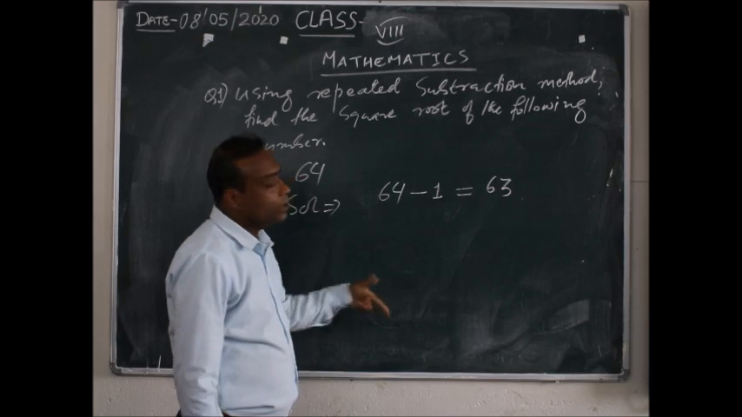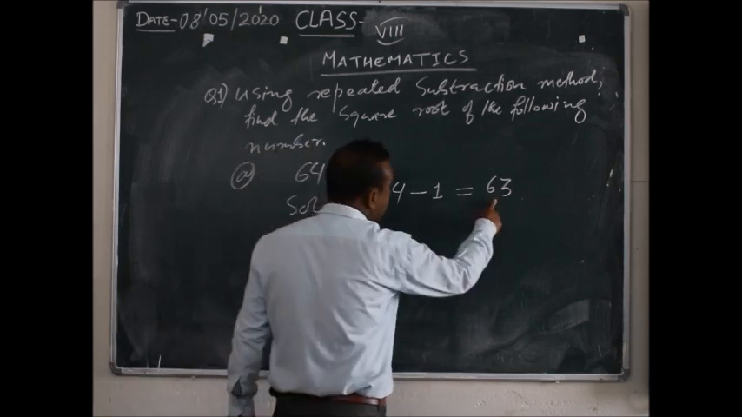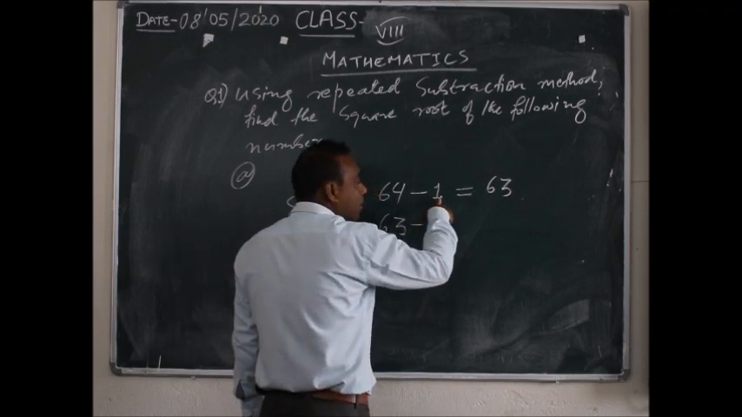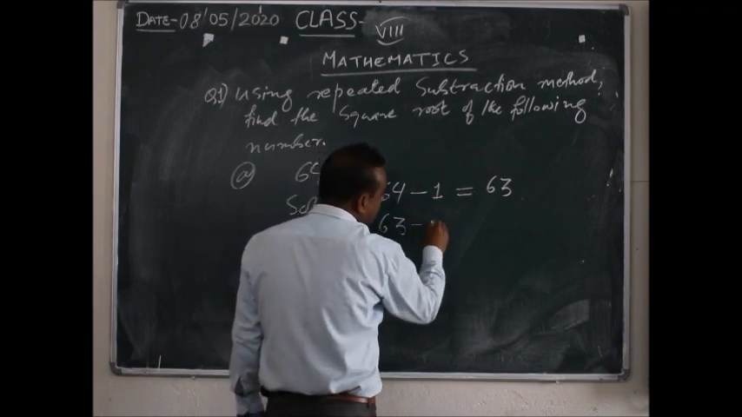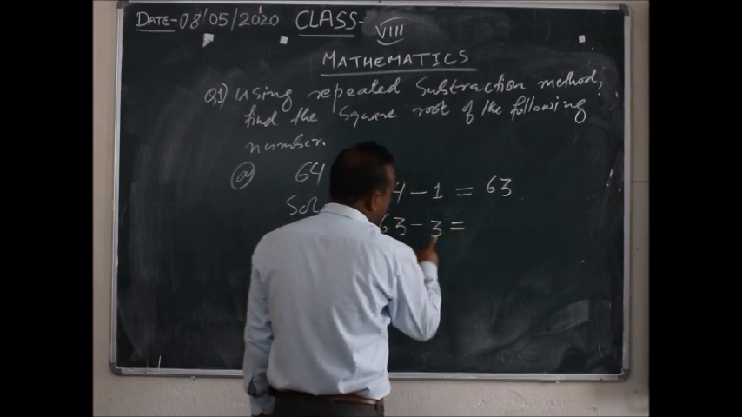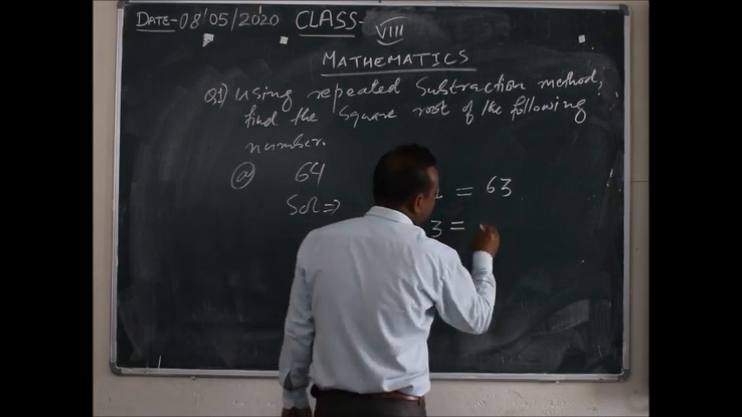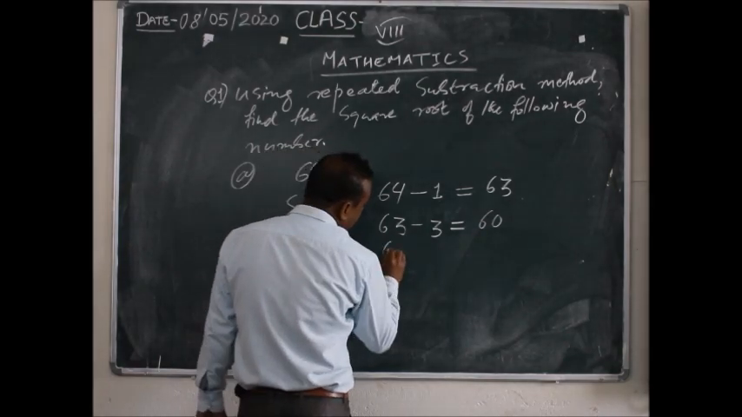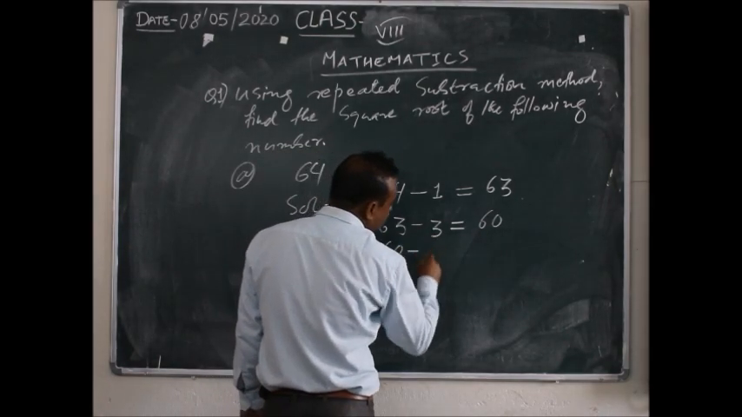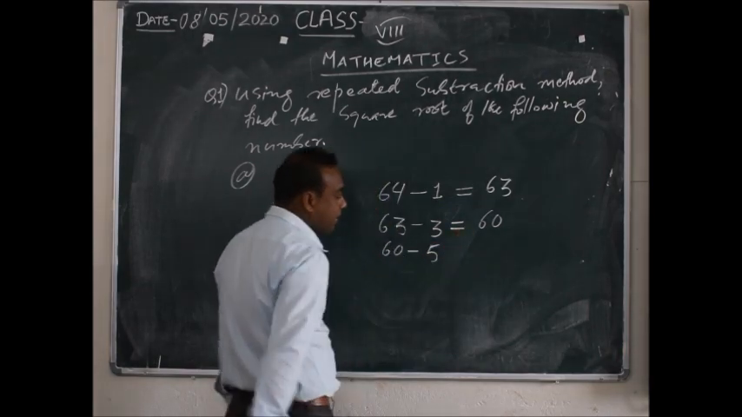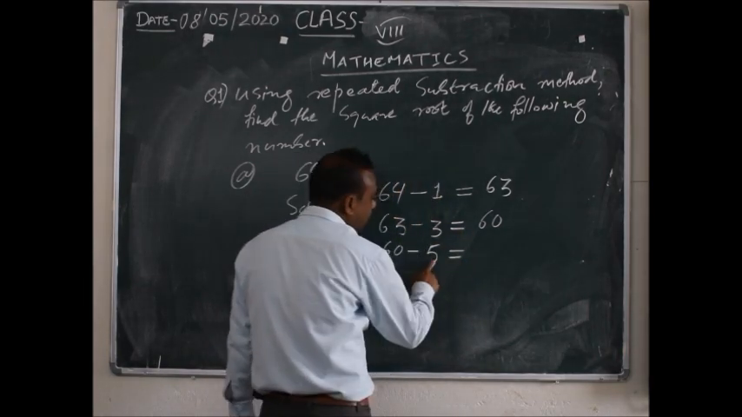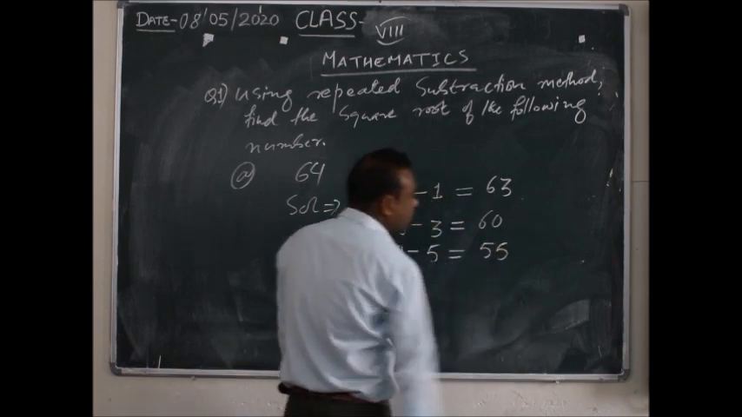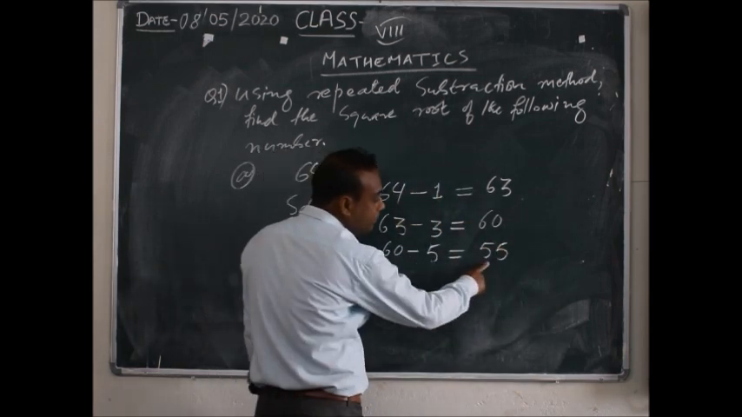Now, continuously we have to subtract. You take this 63 minus the next odd number. After 1 comes 3, so you subtract 3. 63 minus 3 is 60. Like this, again you take 60 and subtract the next odd number, which is 5. 60 minus 5 gives you 55.